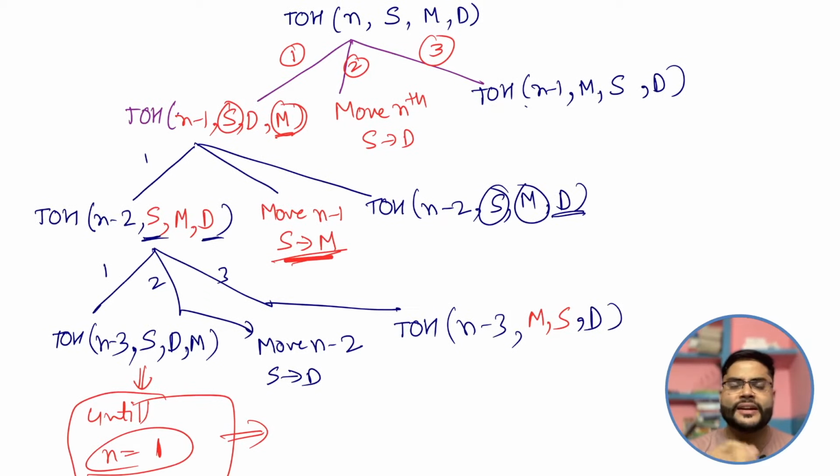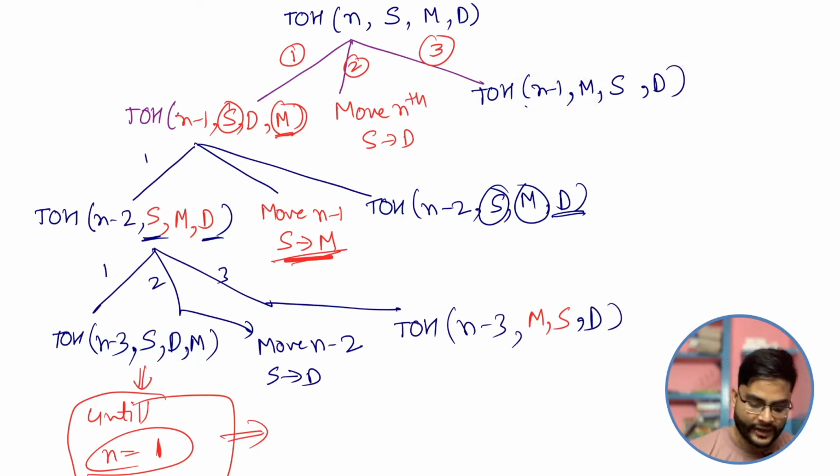So this is our recursive tree for the Tower of Hanoi problem. I will repeat it again. First I will call it from main, and we have to perform 3 steps. First I will move my n minus 1 disk from source to middle, and then I will move my nth disk from source to destination. And at the end I will move my n minus 1 disk from middle to destination.